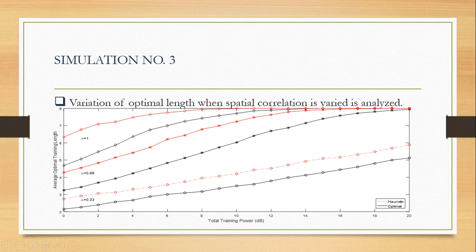The nature of the simulation is that the correlation is of random nature at the transmitter. So we can see that the spatial correlation increases as the optimal training length decreases. Spatial correlation increases with alpha equal to 1, alpha equal to 0.66, and alpha equal to 0.33. So when spatial correlation increases, the optimal training length decreases.